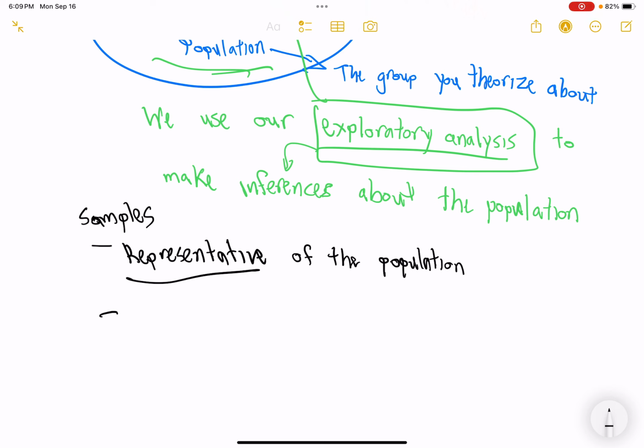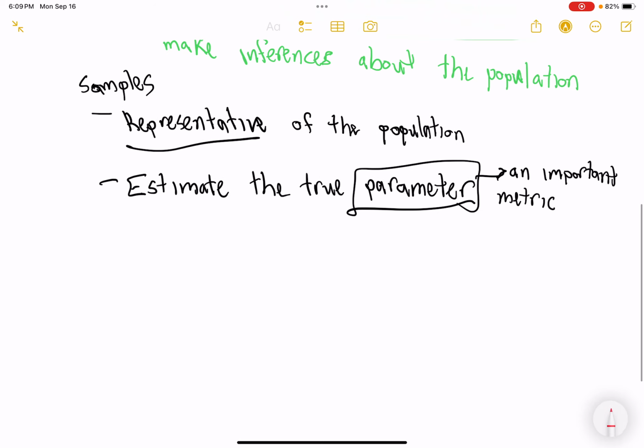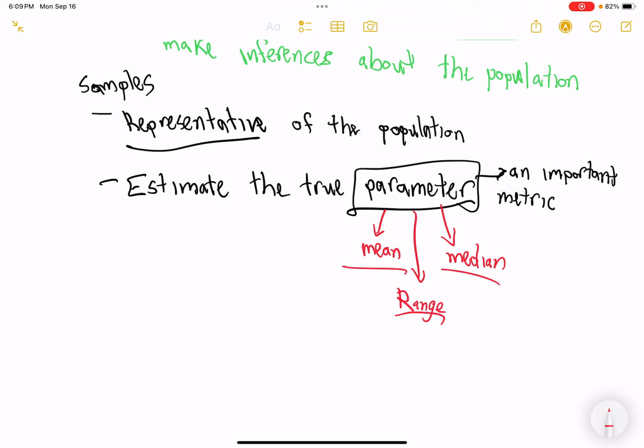And we want to be able to estimate what we call the true parameter. The true parameter. And a parameter is just an important metric. In class, I clarified that often the parameter we're looking for is like the mean value of something or the median. Sometimes it's the range, if we want to look at a bunch of values and see if they range a far distance, right? It's whatever metric we're looking at that is important for the hypothesis we've formulated, right?